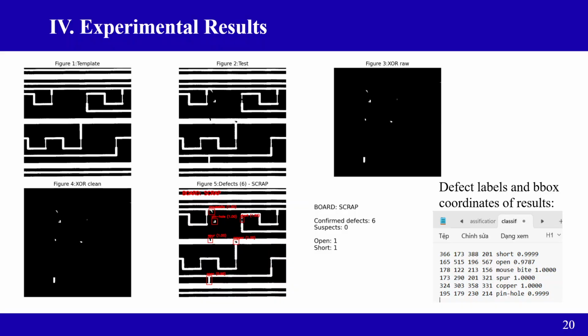This slide shows a scrap example. We present the template image, test image, XOR result, and finally the inspection result. Since one open and one short defect are detected, this board is rejected. The defect label and bounding box coordinates are also recorded for our reporting.